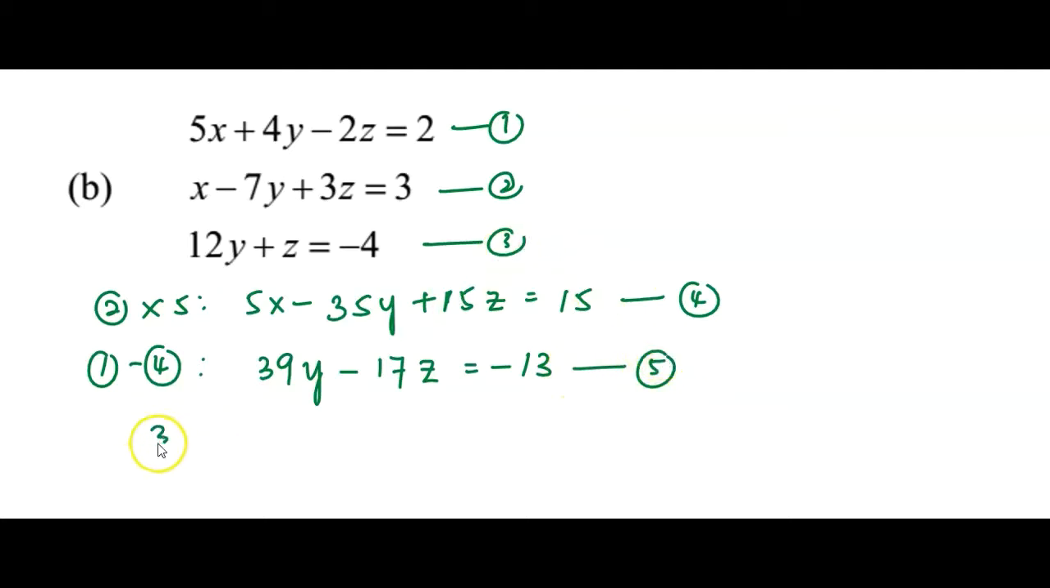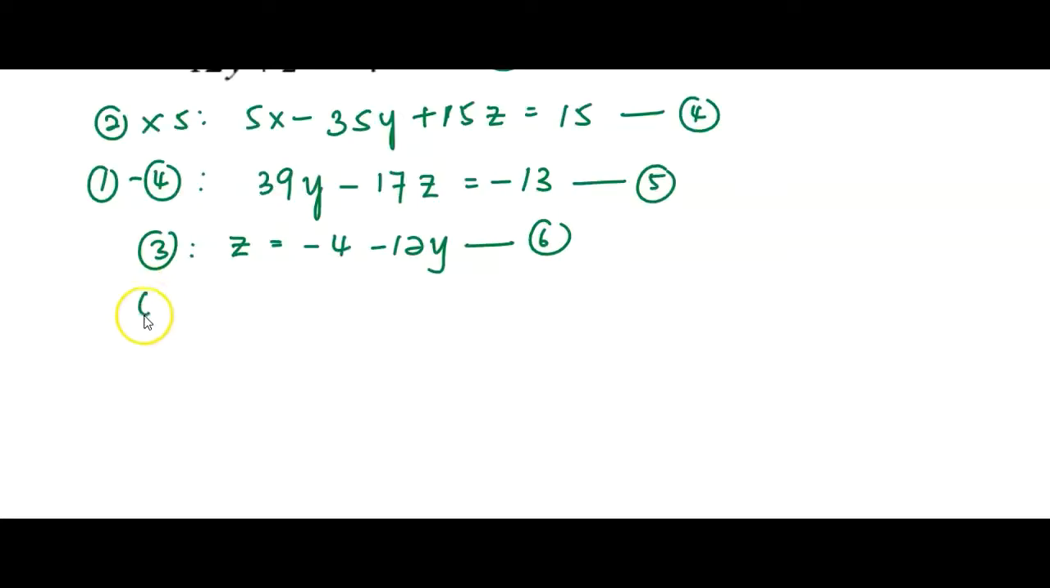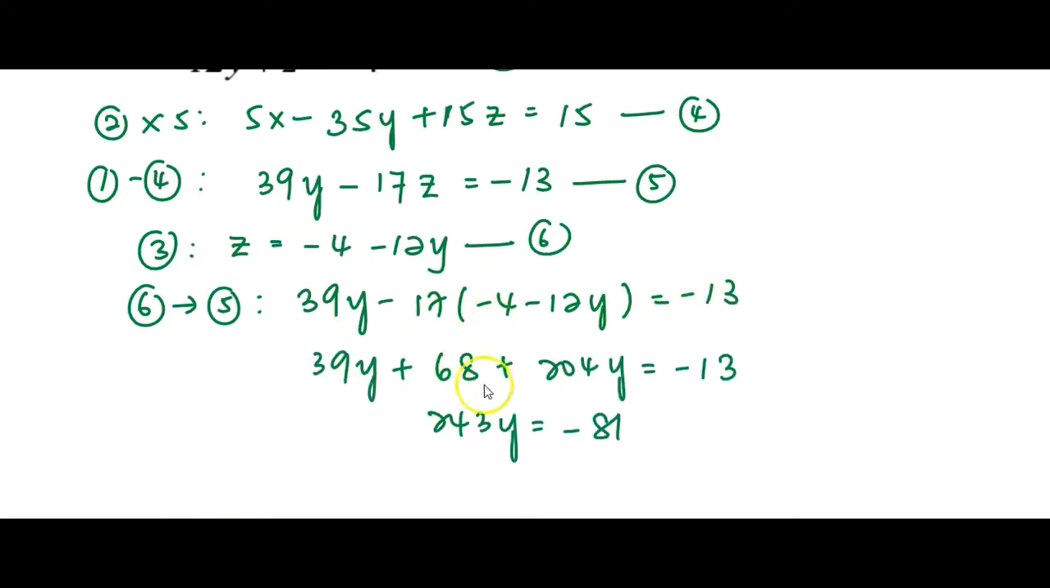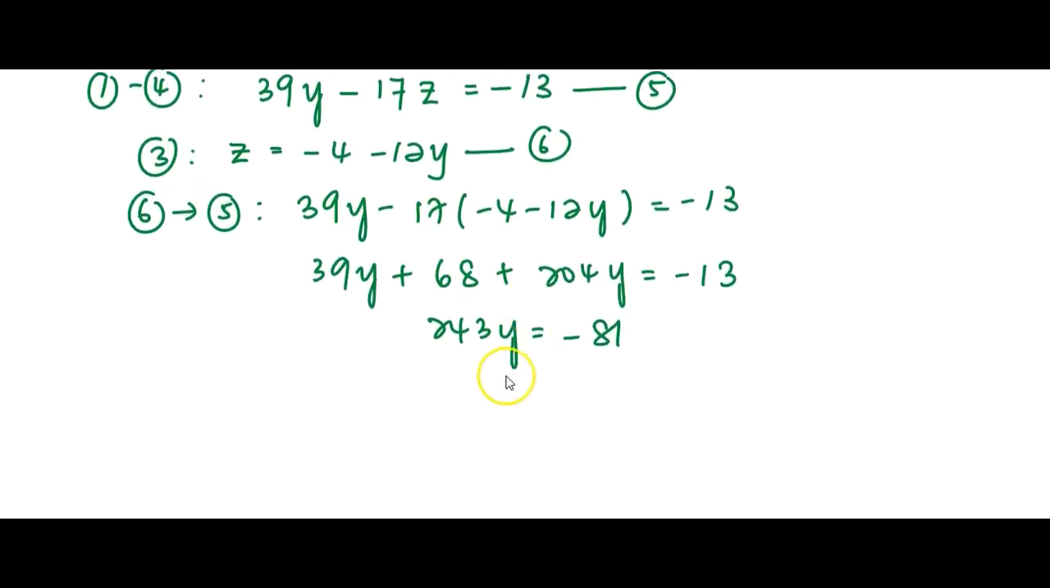From equation 3, I will try to make z the subject, that I have z equals negative 4 minus 12y. I'll name this as equation 6. Then substitute equation 6 into equation 5. I have 39y minus 17 times negative 4 minus 12y equals negative 13. So now we try to solve for y. Expand and simplify, you will have this. Finally, you got y equals negative 81 over 243. That is negative 1 over 3.